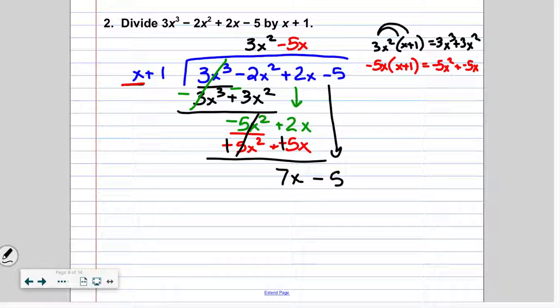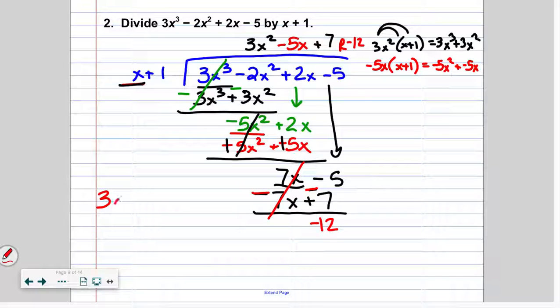Look at those first terms. x times what is 7x? It's 7. So we get 7x plus 7 right there. What are we going to do though? We're going to subtract, so these cancel out. We get negative 12, so our remainder is negative 12. Here we go. Final answer, 3x squared minus 5x plus 7 plus negative 12 over x plus 1.